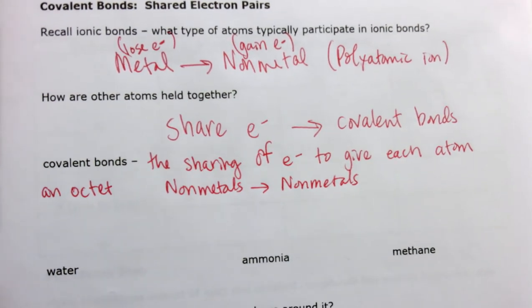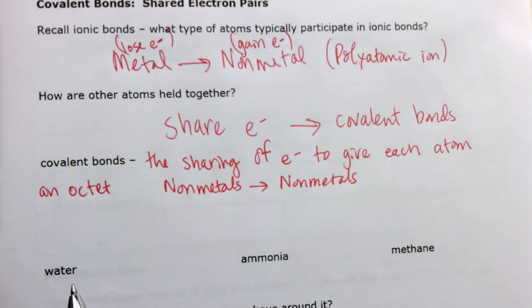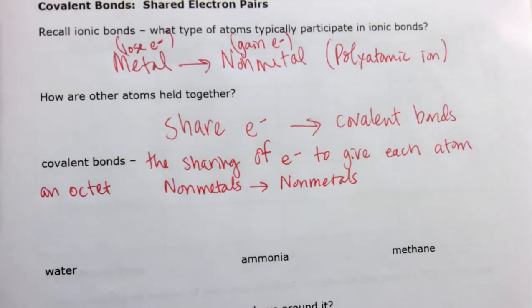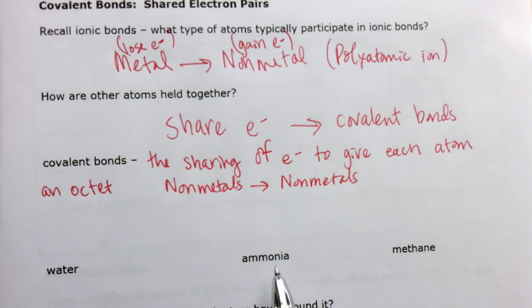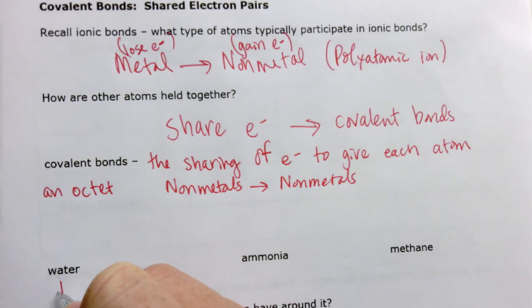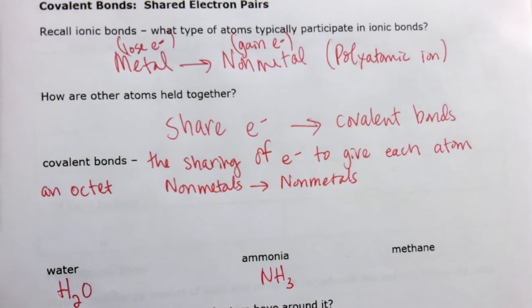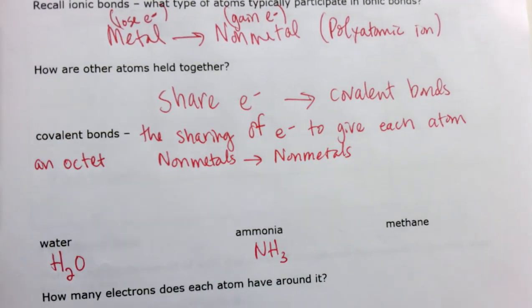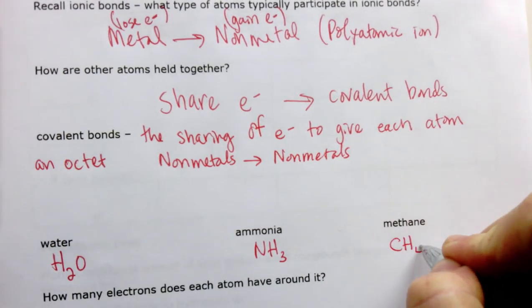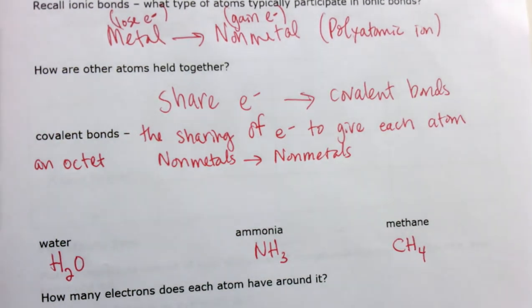So here are some examples of molecules that have covalent bonds in them. So water, ammonia, and methane. And there's a section in your book that discusses this. So water is H2O, ammonia is NH3. These are the molecular formulas. Methane is CH4. In the Lewis structures, or electron dot diagrams for these, I will go over with you so you get an idea of what covalent bonds are.